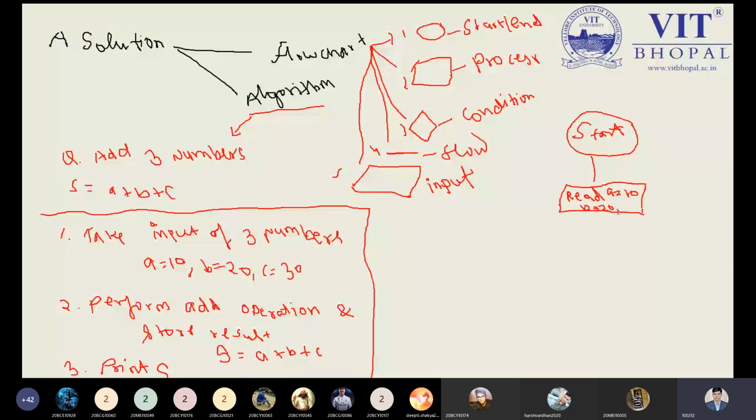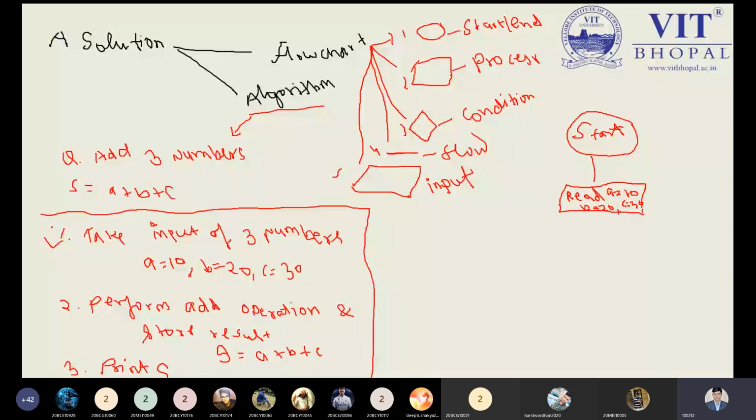Is it okay? Is it clear to all? Yes, sir. This is the implementation of my first statement from the algorithm. Any doubt over here? No, sir. Okay, so we have implemented the first step of the algorithm and transformed it into our flowchart. Now next we have the process.